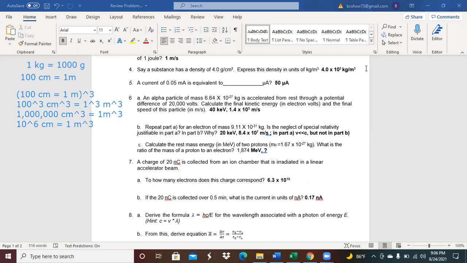Why is any of this important? Okay, so over here we've got 4.0 grams per cubic centimeter, but we want to change that into kilograms per meter cubed. So what are the conversion factors? Well, we know we've got grams, so we need that to cancel out. So we need kilograms on top.